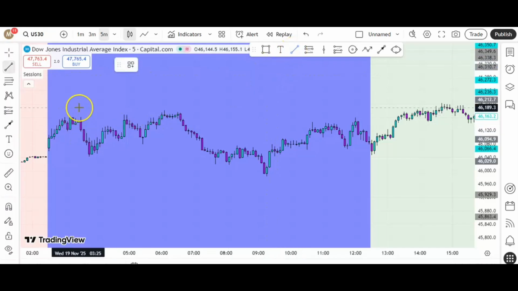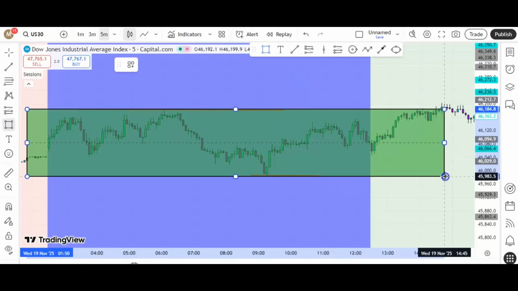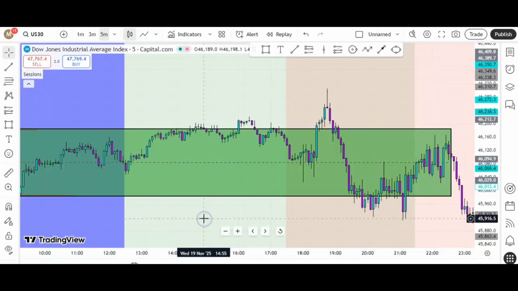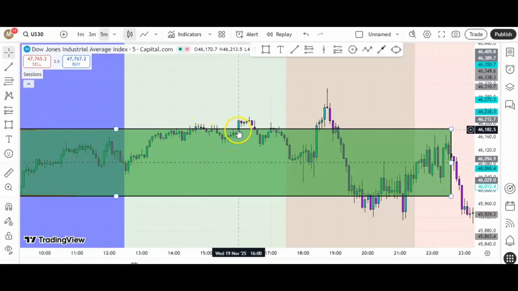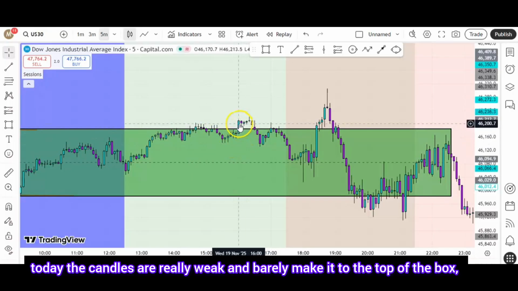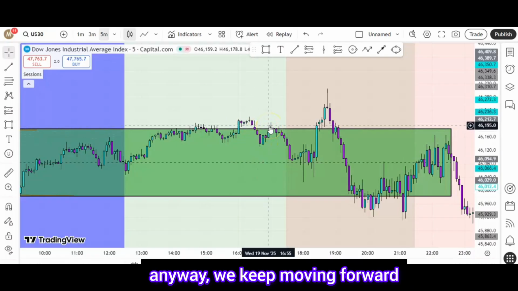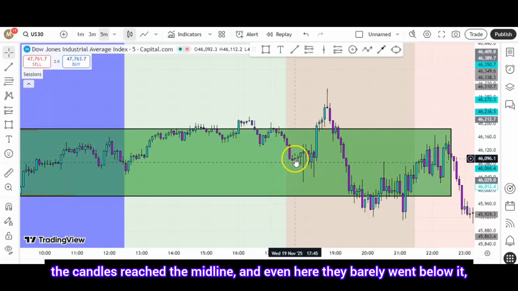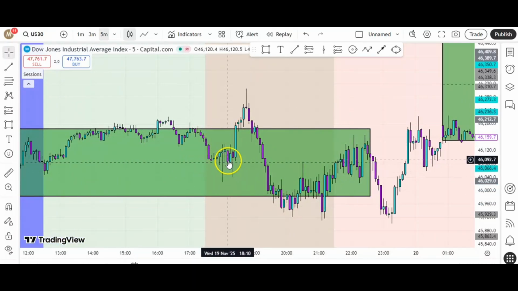We draw the Asia box. Today, the candles are really weak and barely make it into the top of the box, but without confirmation, they fall back inside again. Anyway, we keep moving forward. The candles reach the midline, and even here they barely went below it.